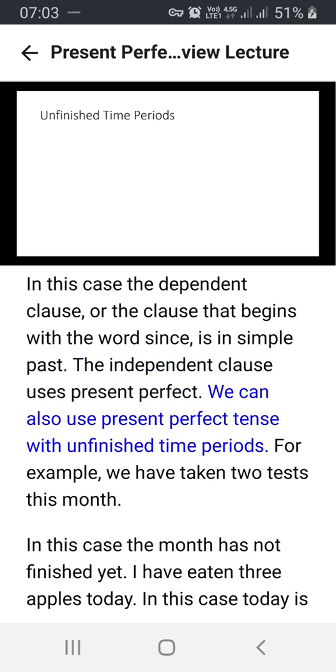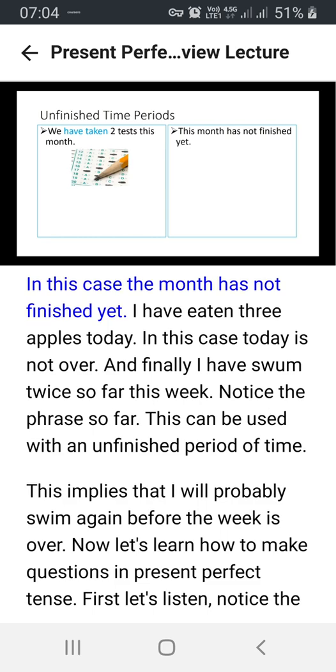We can also use present perfect tense with unfinished time periods. For example, we have taken 2 tests this month. In this case, the month has not finished yet. I have eaten 3 apples today. In this case, today is not over.